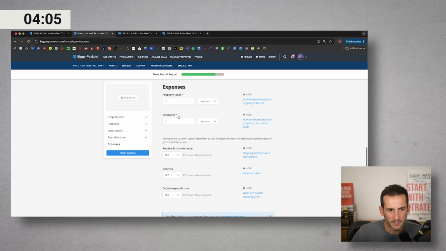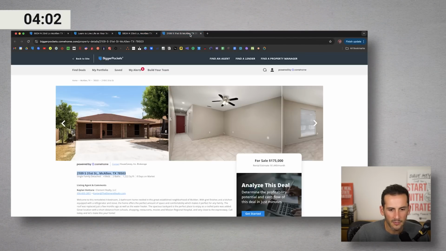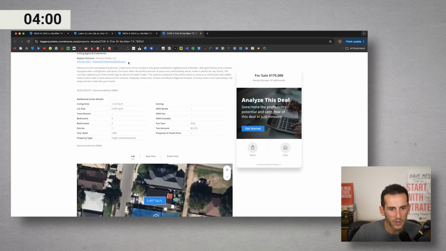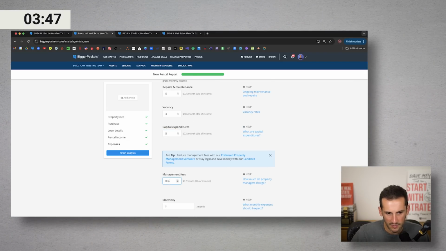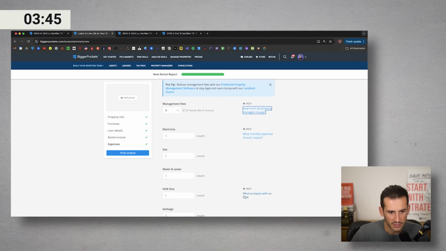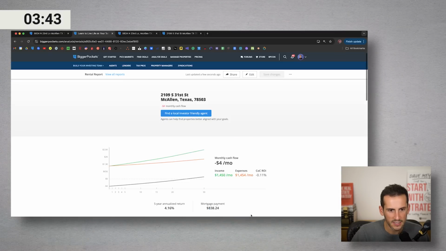And then we're going to go on to expenses. What were our taxes here? Come on, be lower than the last one. Okay, 2276. That's better. Insurance here, I'm going to just assume $1,300 again. I'm going to use the same repairs and maintenance numbers. And then management fees. Again, I'm an out-of-state investor, so I'm going to do that. And let's just see how this one does.